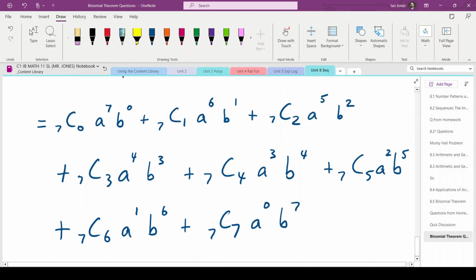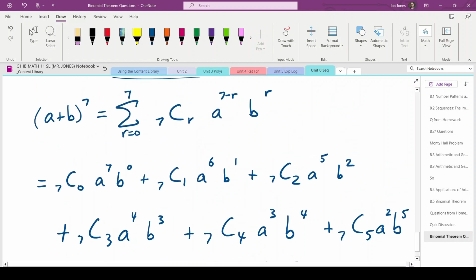Okay, notice the pattern. Notice how the exponent on a starts at n, and it goes down by 1 every single term. And the exponent on b starts at 0, and it goes up by 1 every single term. And r increments in our choose. The 7 stays there. That's the n.